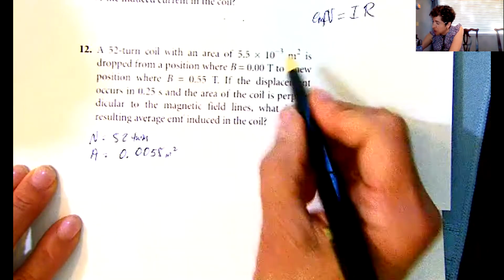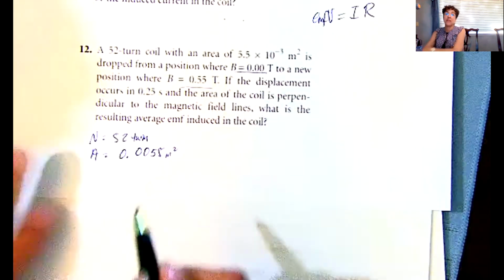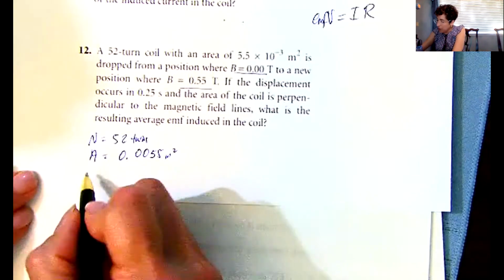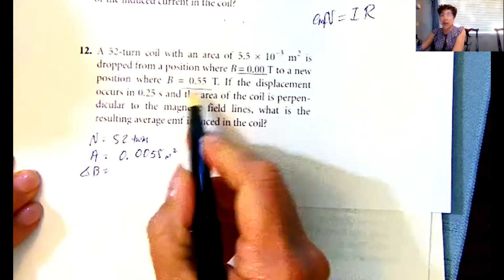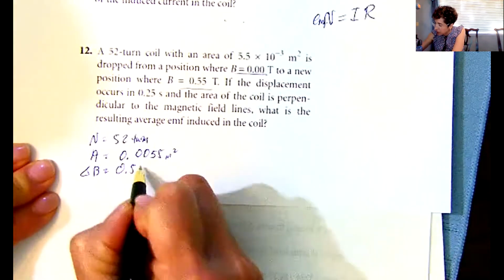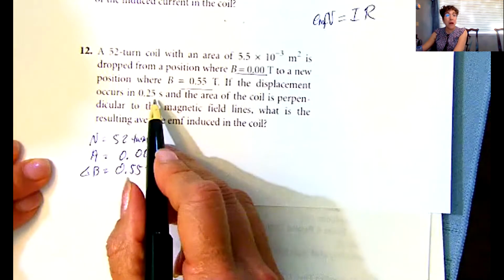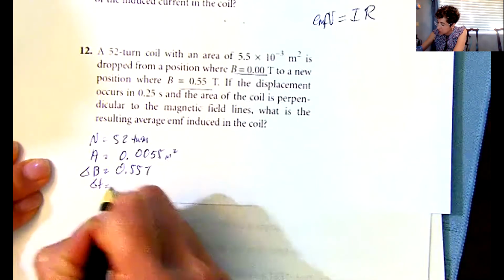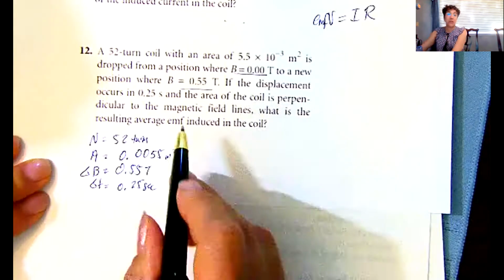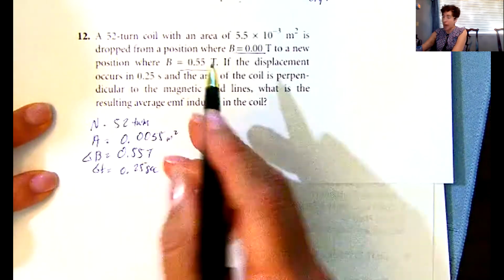It is dropped from a position of 0 Tesla to a new position of 0.55 Tesla. So here they tell you what we changed: we changed the magnetic field strength. So my delta B has got to be the final minus the initial, so minus 0 just makes it 0.55 Tesla. If the displacement occurs in, there's our time, delta T is equal to 0.25 seconds. And the area is perpendicular to the magnetic field lines, so we know it's going to be the maximum. What is the resulting average EMF?